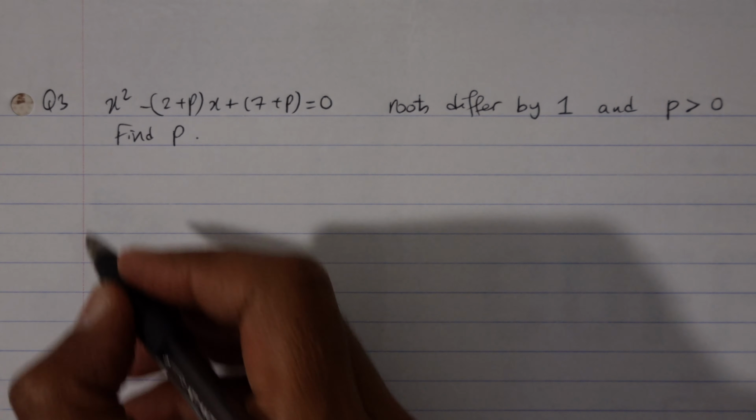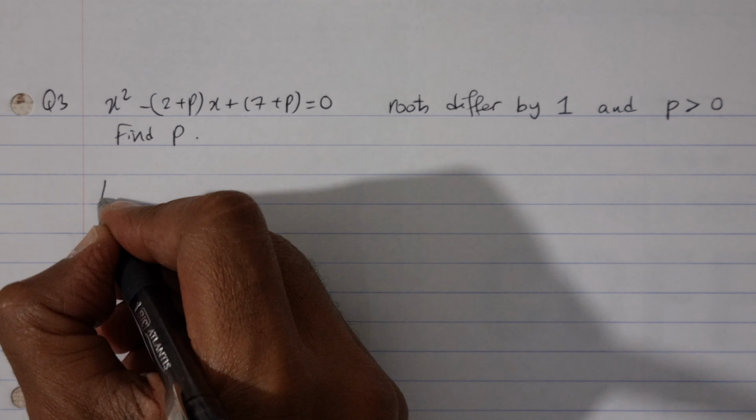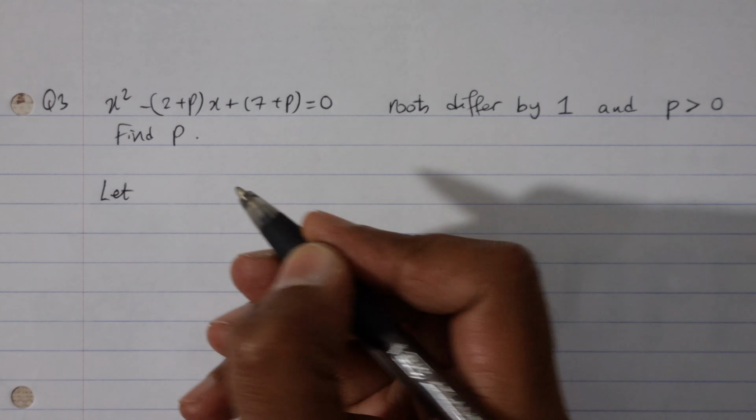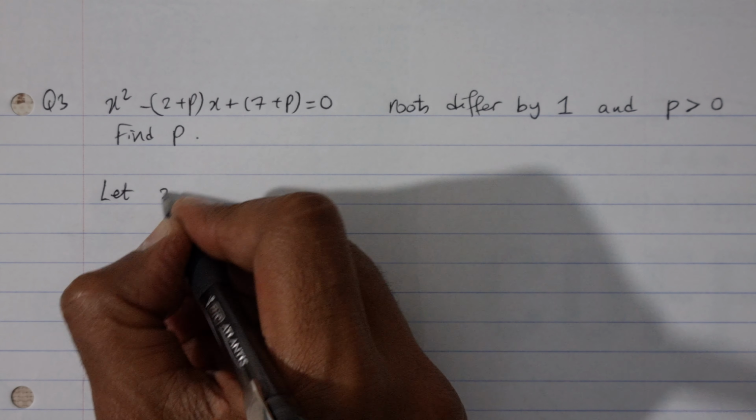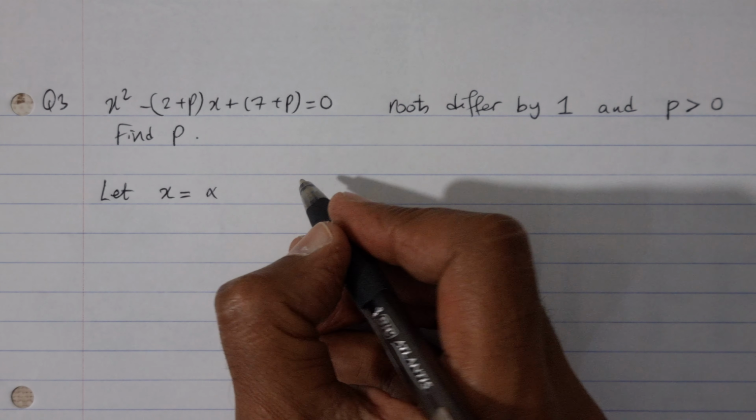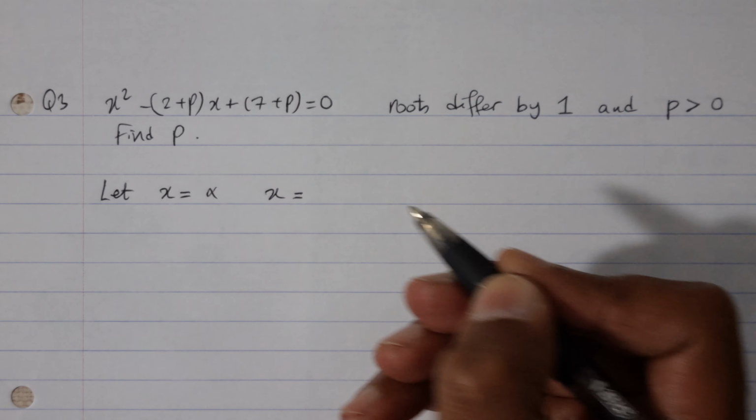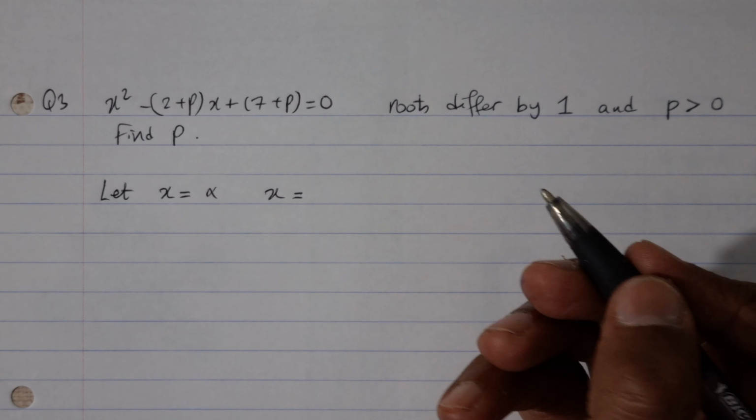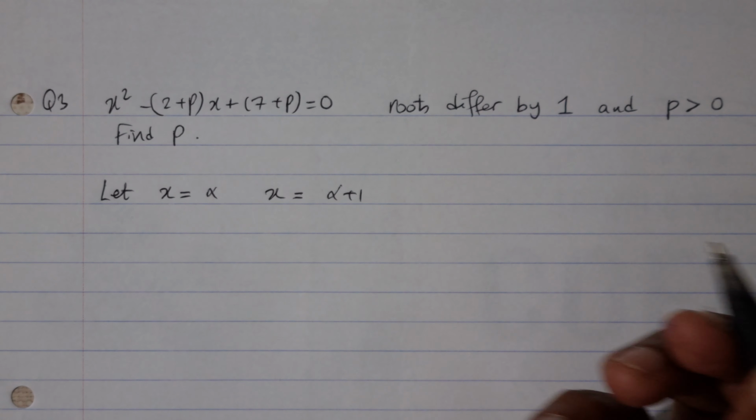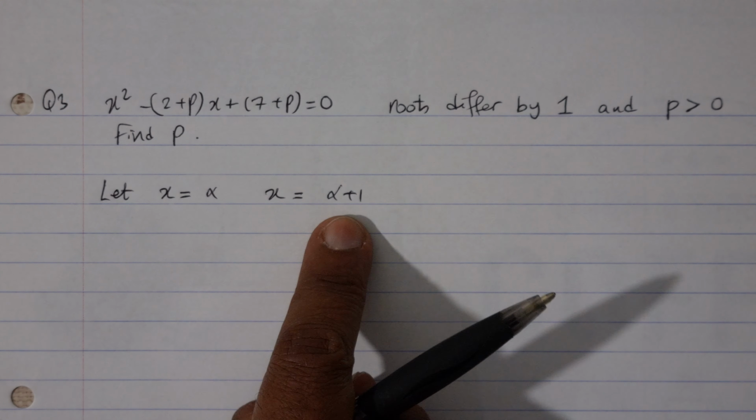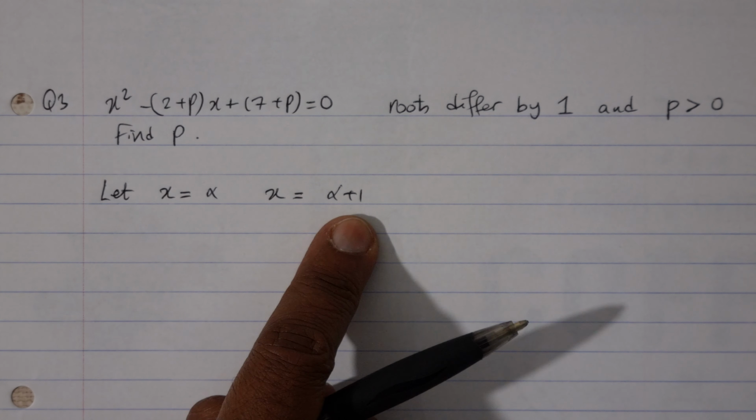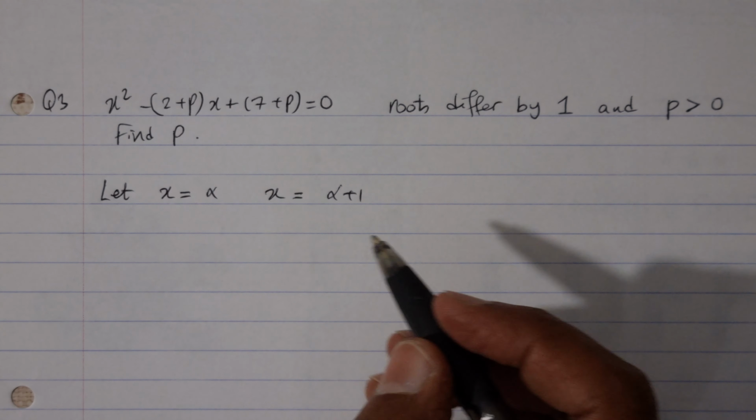Okay, to do a question like this, I'm going to let the roots be alpha, and therefore we have x is equal to alpha, and the second root is going to be x is equal to alpha plus 1, because the roots differ by 1. And therefore, if we take this minus that, we're going to get 1 as the difference between the roots.